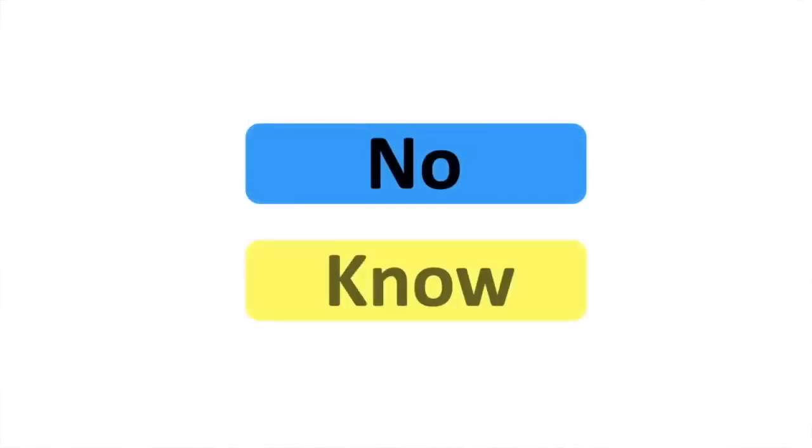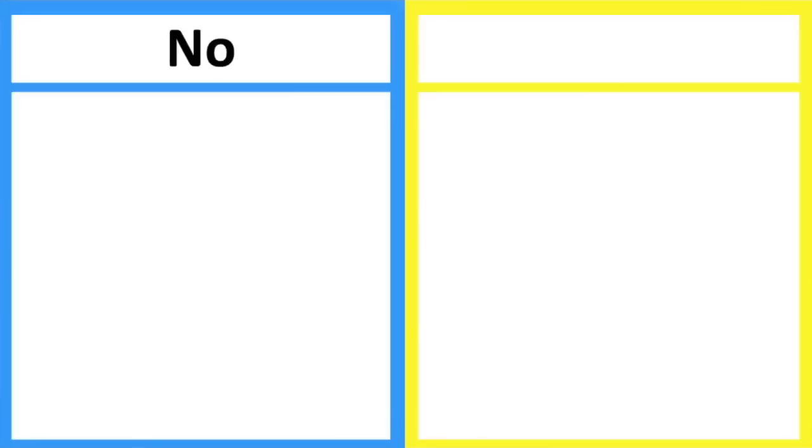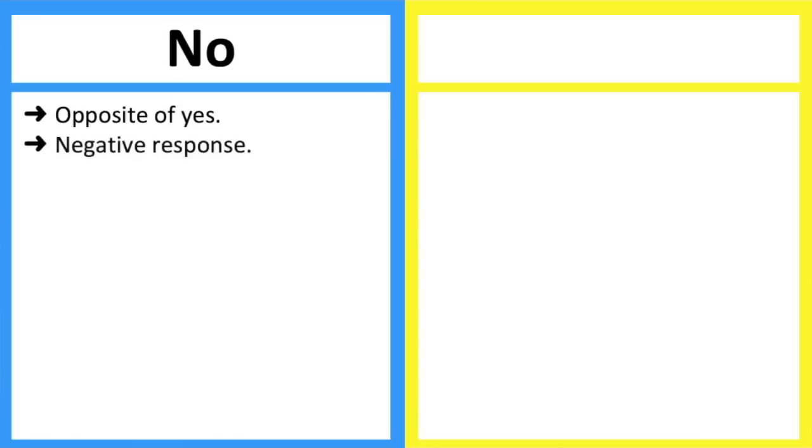No, no. No is spelt N-O. It's the opposite of yes, and it's used as a negative response to something. It can also mean not any or none.